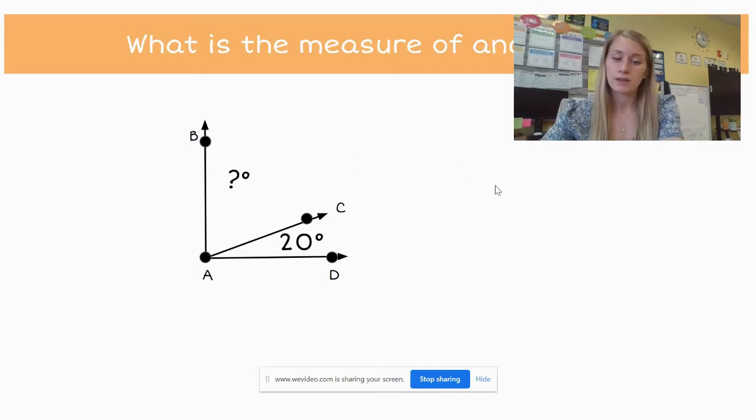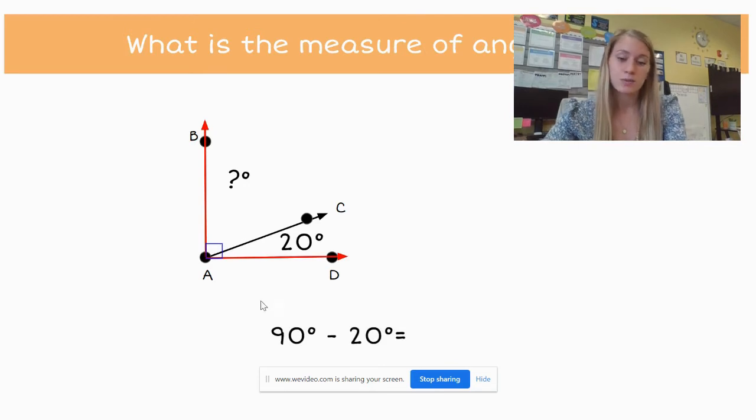Well, the way to think about this is you know what the total measure of this angle BAD is. Notice, what is BAD? If you thought it was a right angle, you're correct. Now, a right angle is 90 degrees. So we take our total that we do know, 90, and we subtract the other piece of information they gave us, which is 20. So we can find the difference, and that will give us the missing angle.